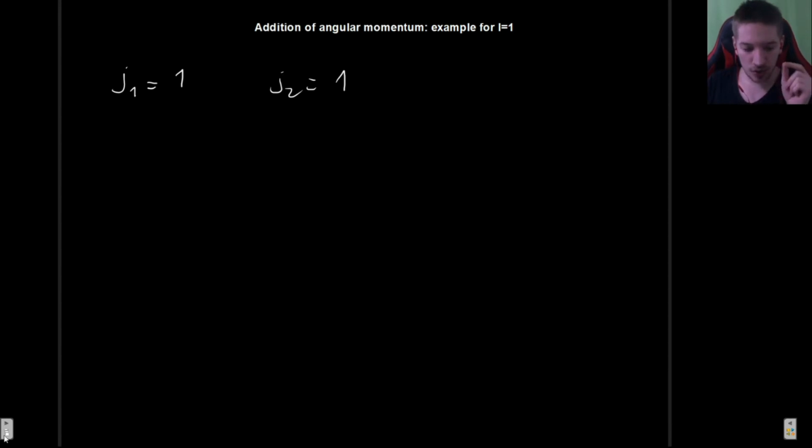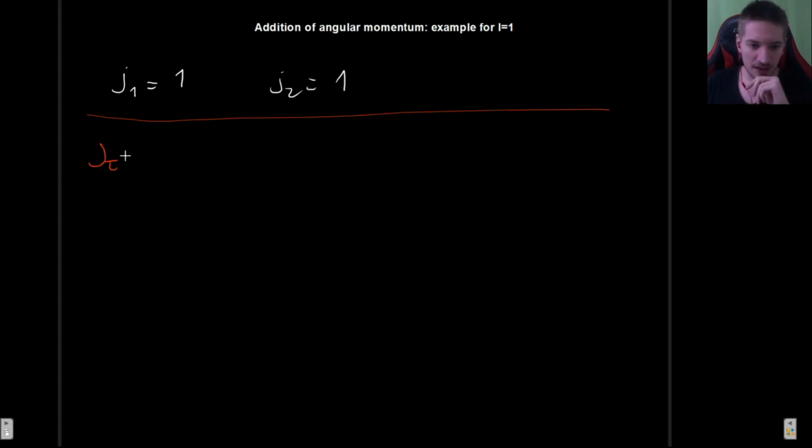So let's go ahead with the exact same procedure that we did last time. So let's begin first of all by finding the total values of j. Okay, so j total. Well, the maximum value is going to be 2. That's the addition of both of these. But the values 1 and 0 will also be possible. Do not forget about them. Very important. What are the values of m?